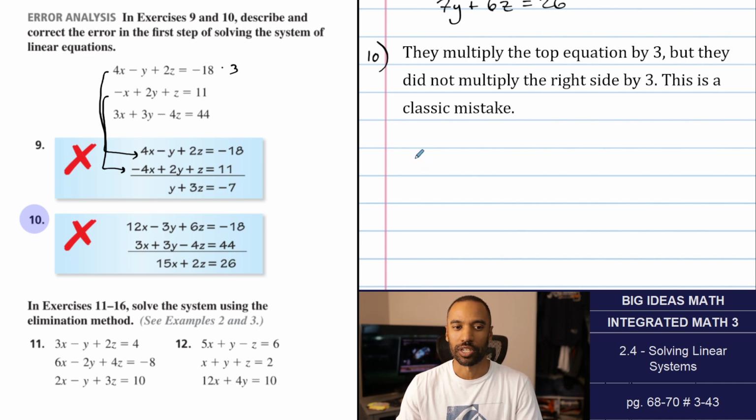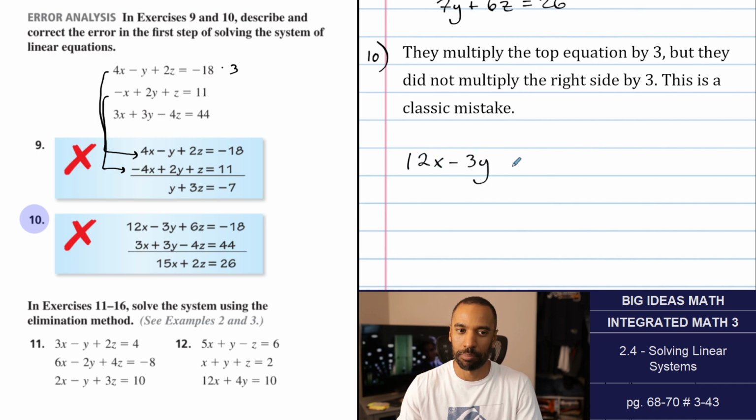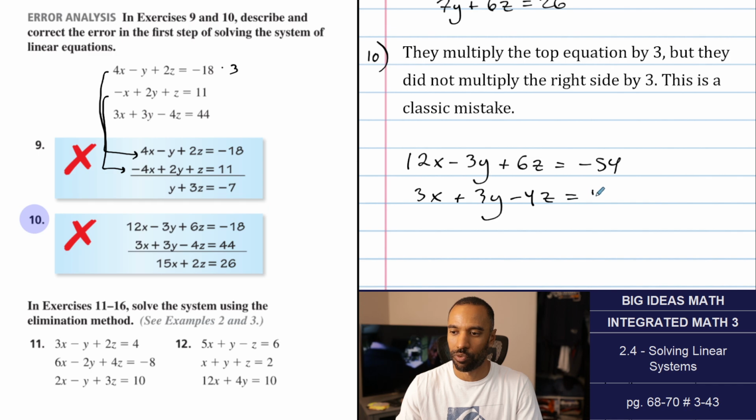So, listen, let's do what they just did. I'm just going to rewrite that one part. 12x minus 3y plus 6z. All that's good. Top equation got multiplied by 3 on the left side. On the right side, negative 18 times 3. We need that. Boom, right there. Then they took the bottom equation, 3x plus 3y minus 4z equals 44. So all was good except that side.